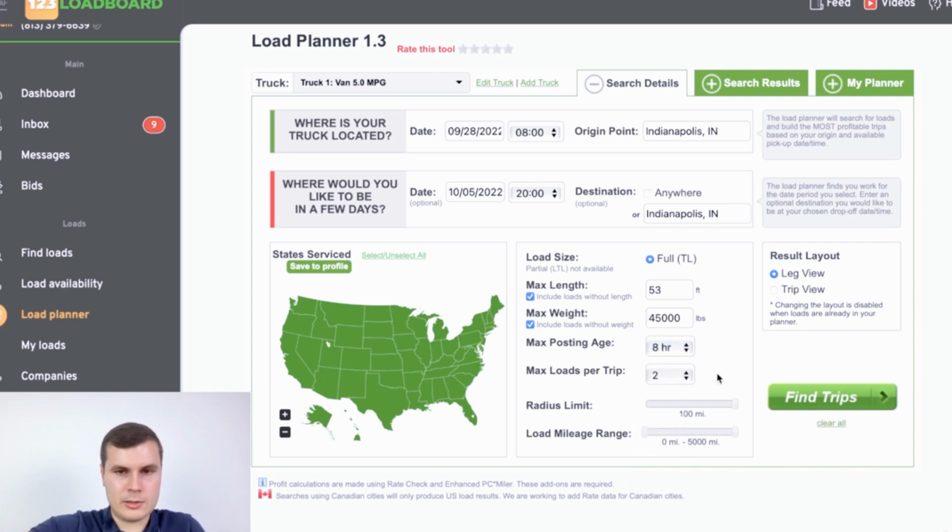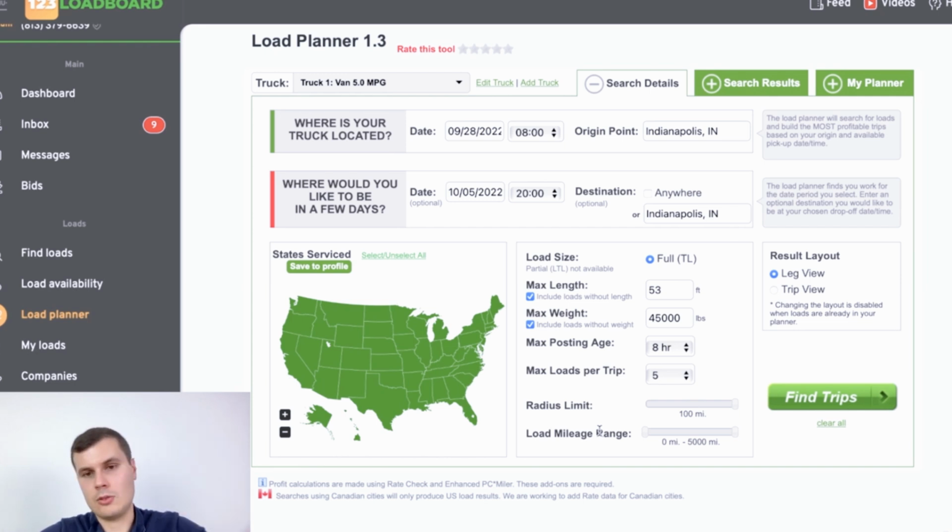So I can only do 1 load out, 1 load in. I'm just going to keep it whatever. 5 loads is doable in 1 week, so I'm just going to put 5. Radius limits, this is going to be my deadhead. Maximum deadhead is going to be 100 miles. Okay, I'm okay with that.